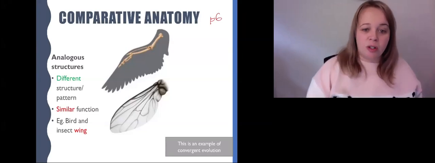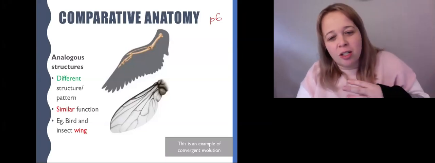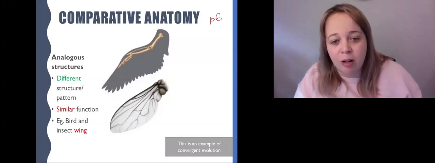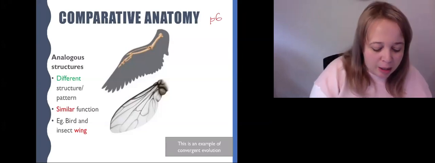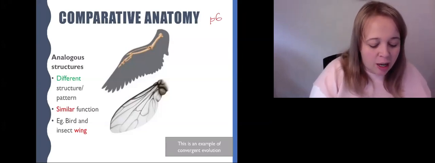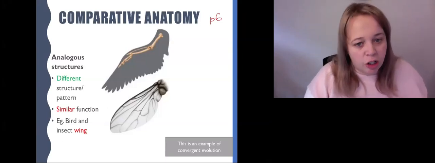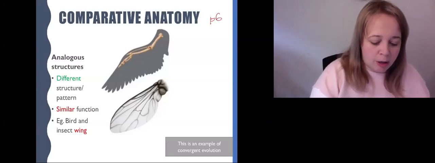So an analogous structure is a bit weirder. Analogous structures are ones that look like they might have a common ancestor on the outside because they perform a similar function, but they have a completely different structure within them. So here is a bird's wing.